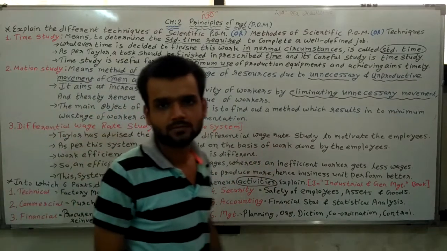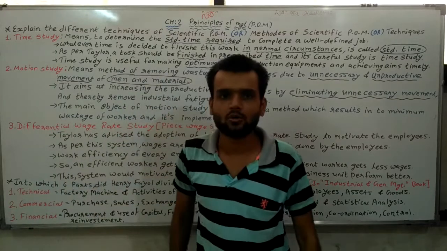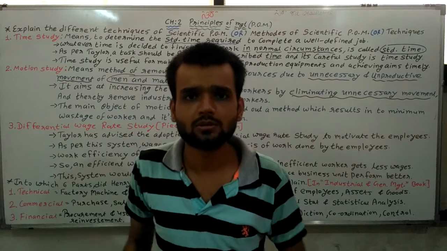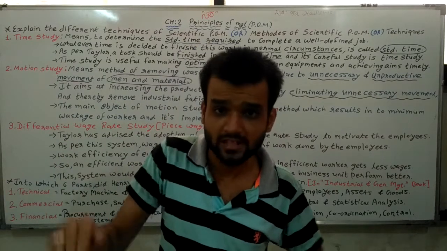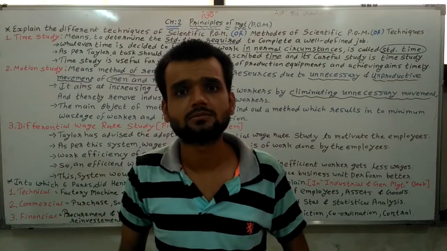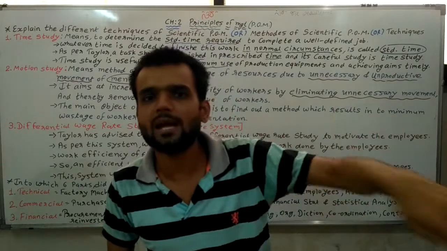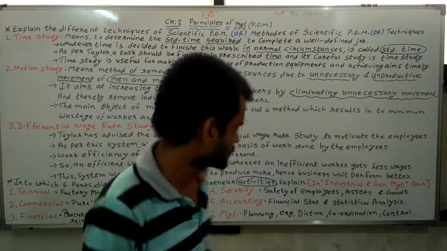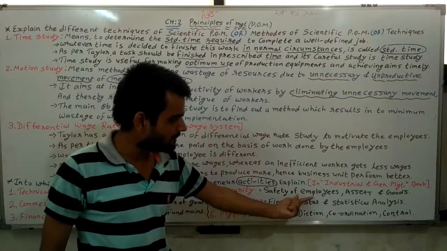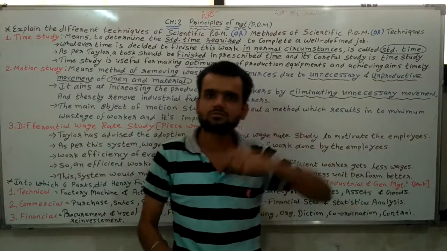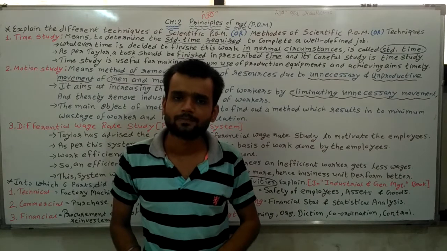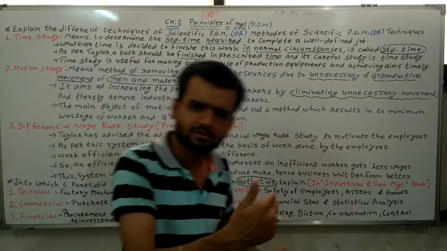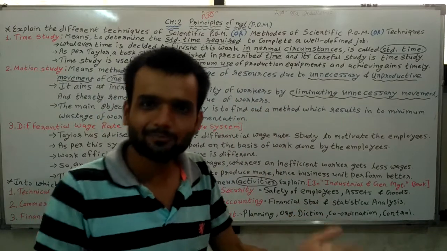Security. After all these things, what do we need? Security. Suppose we have goods, safety of them is required. Employees, safety of employees is also required. So that is security. The security part covers safety of employees, assets and goods. For that, insurance companies give insurance to the companies. Simple.